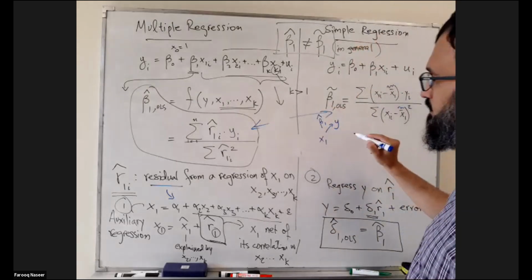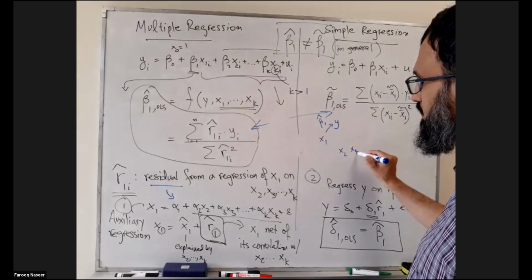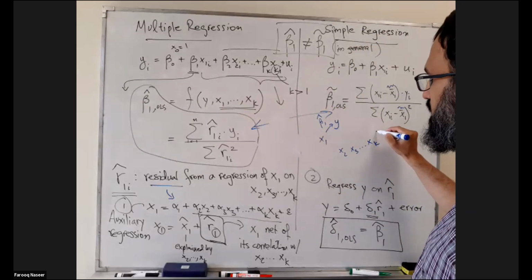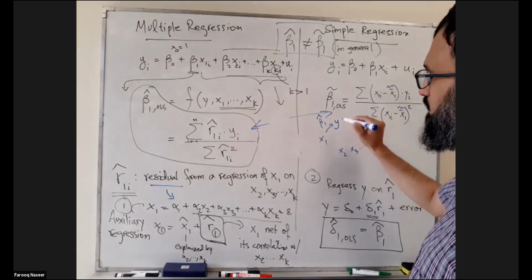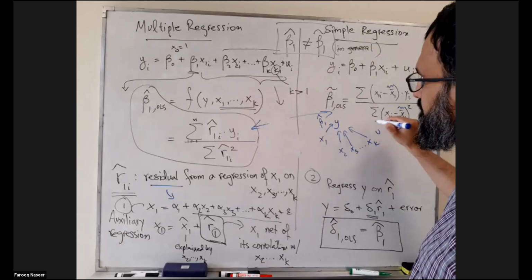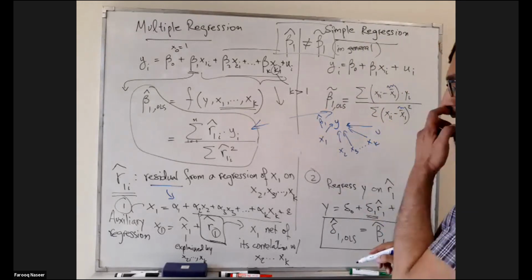But X1 is not the only variable that affects Y. There are other variables, X2, X3, up to Xk, and then there's the error term as well, right? So all of these variables have some effect on Y, right?